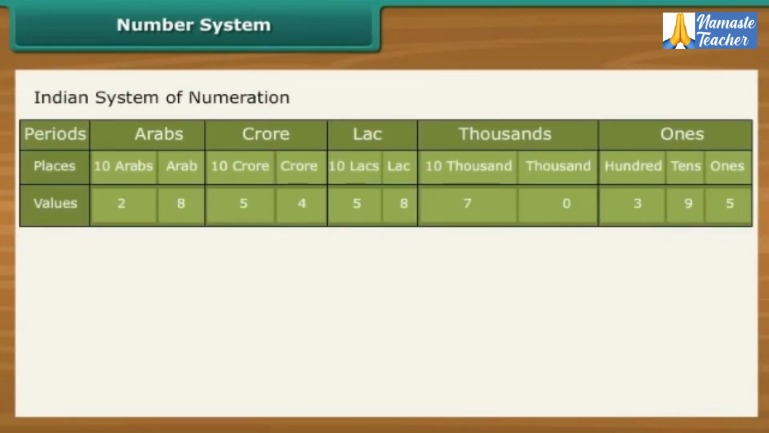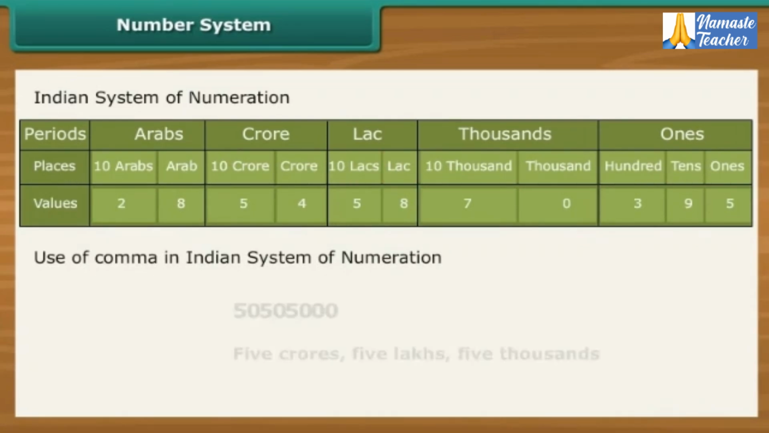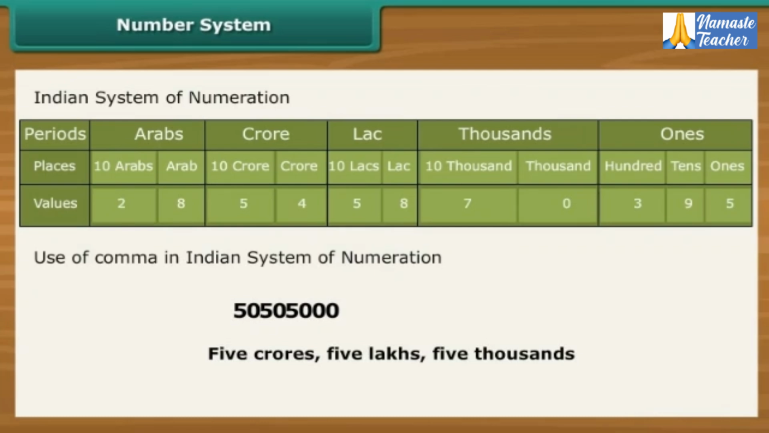Number system. In our Indian system of numeration, we use ones, tens, hundreds, thousands, and then lakhs and crores. Comma is used to mark thousands, lakhs, and crores. The first comma comes after hundreds place, 3 digits from the right, and marks thousands. The second comma comes 2 digits later, 5 digits from the right. It comes after 10,000s place and marks lakh.